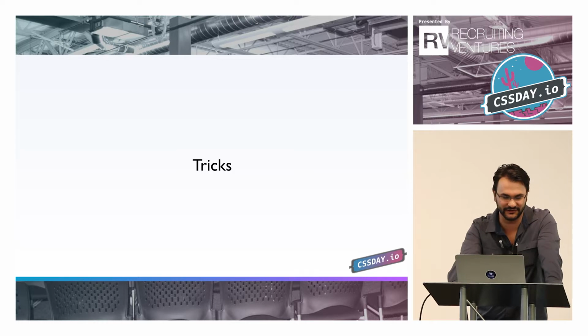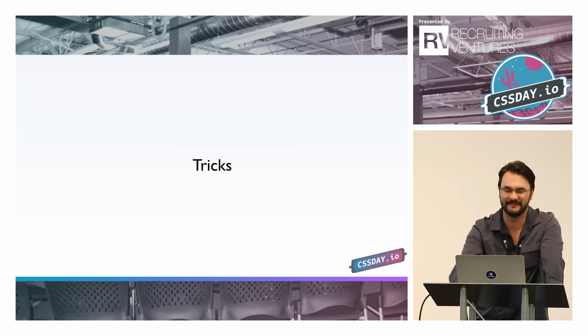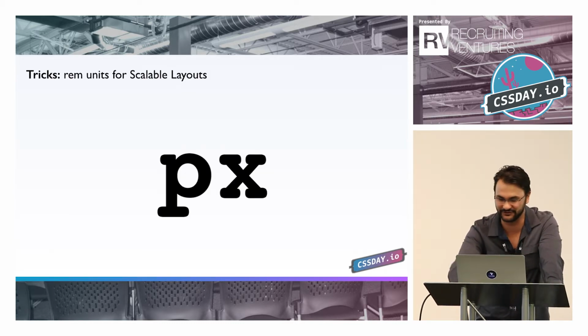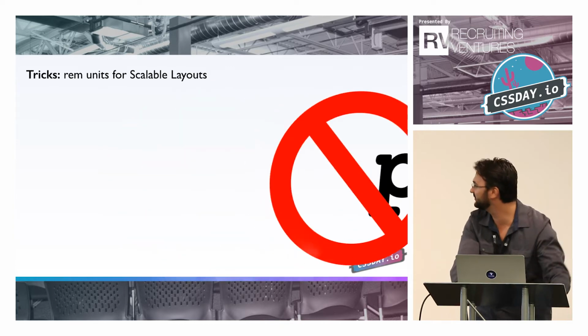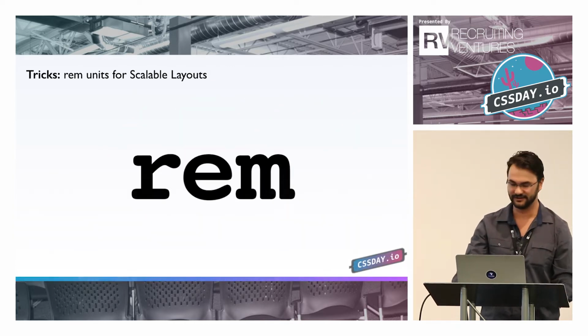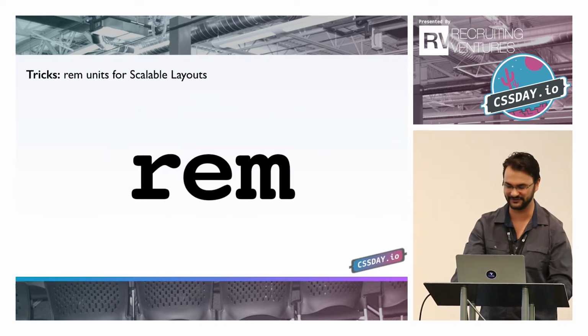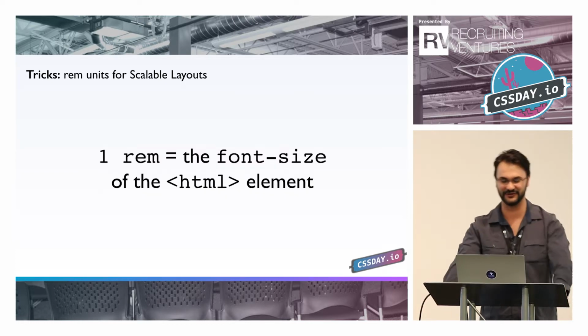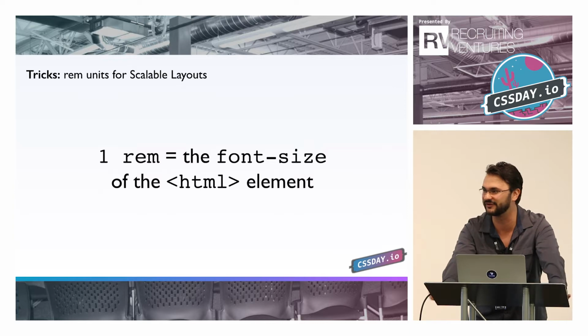So no CSS talk would be complete without showing off a few fun CSS tricks, right? So in Coral UI, we don't use pixels as our unit of measurement. We use the root elastic measurement unit, rem is pronounced. So what is a rem? One rem is equal to the font size of the HTML element, which of course is dynamic. You can change it with JavaScript, you can change it with media queries, etc.